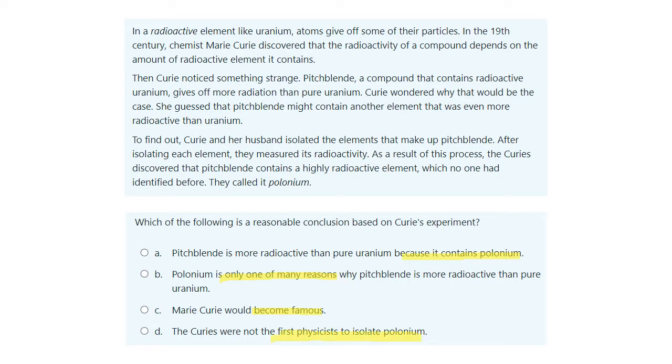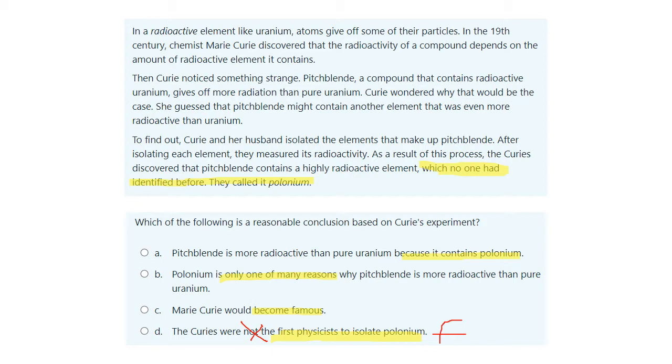Now, to find out, Curie and her husband isolated the elements that make up pitchblende. After isolating each element, so separating them and making them alone, they measured each element's radioactivity. As a result of this process, the Curies discovered that pitchblende contains a highly radioactive element which no one else had identified before. They called it polonium. Nobody else had identified this before, so they gave it a name. So they were the first physicists to isolate polonium.